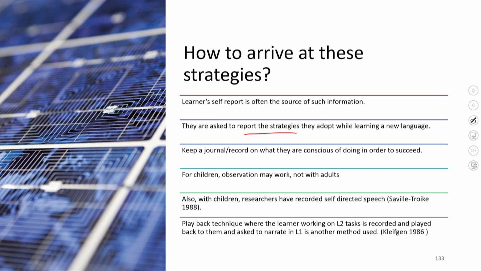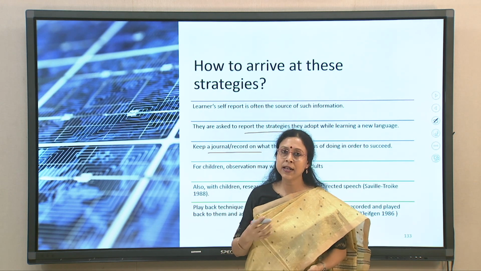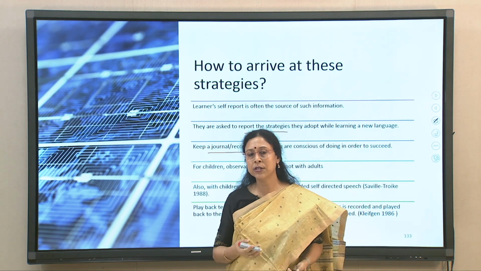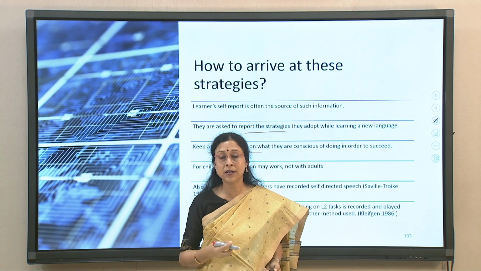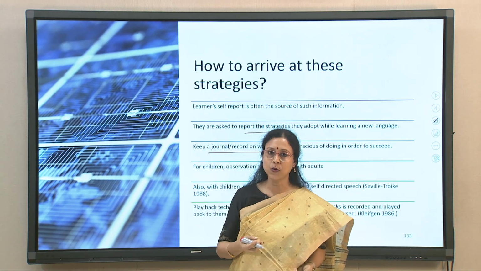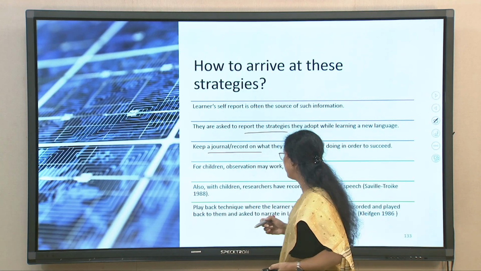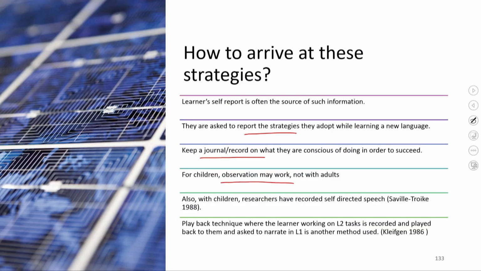Also, sometimes they are asked to keep a journal or record, even if you are not telling the experimenter. You can keep a journal or a record of various kinds of grammatical constructions or discourse strategies that the learner has used. For adults, observation does not always help, but for children observation does, because with adults you will not really be able to fathom exactly what the learner is thinking or trying to do, but for children it is easier to use the observation method.